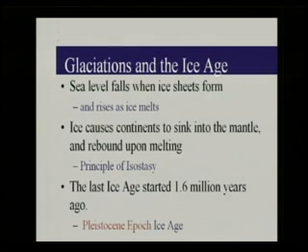The last ice age started about 1.6 million years ago, and this is the Pleistocene epoch. This is the ice age of the Pleistocene. There were 4 major glaciation pulses, and they are identified by the farthest reach of the ice in North America. The most recent event ended about 10,000 years ago.